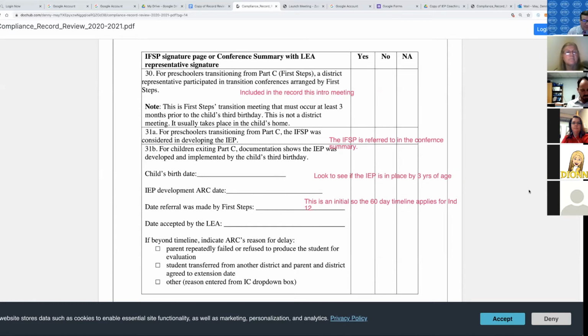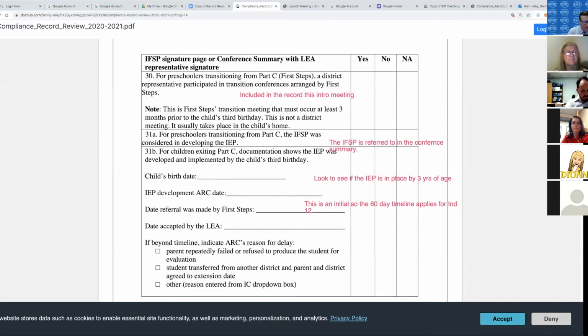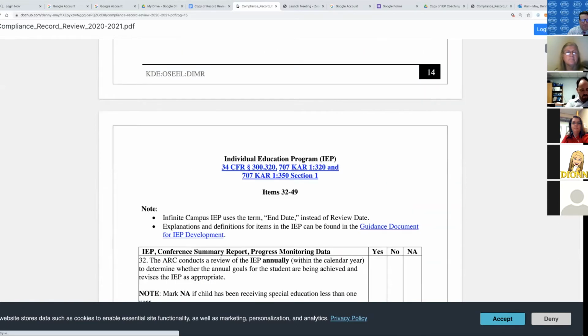All right, and for 31B, for children exiting Part C, documentation shows that the IEP was developed and implemented by the child's 3rd birthday. Look to see if the IEP is in place by 3 years of age. And you would document the child's birth date, the development of the ARC date, the date the referral was made by First Steps, and the date accepted by the LEA. So you've got to have those IEPs in place by the child's 3rd birthday.